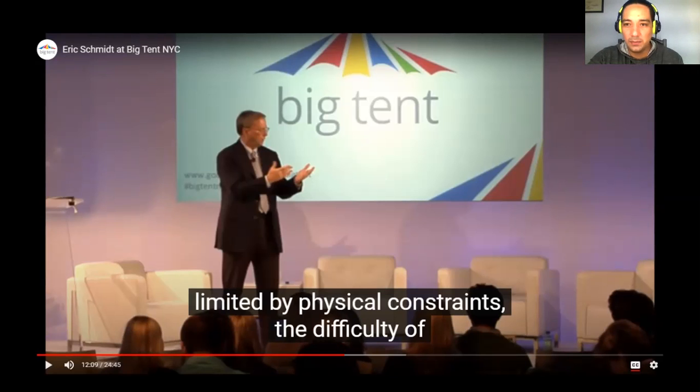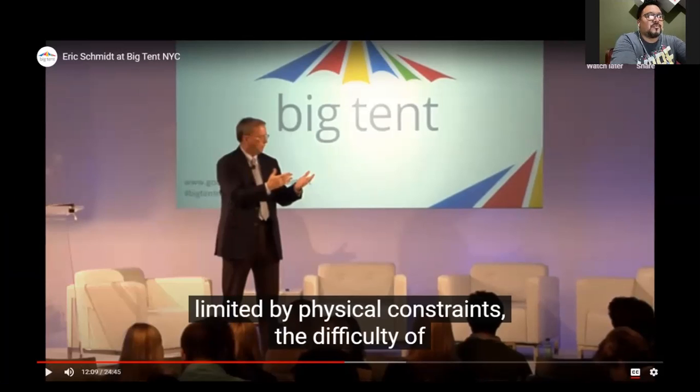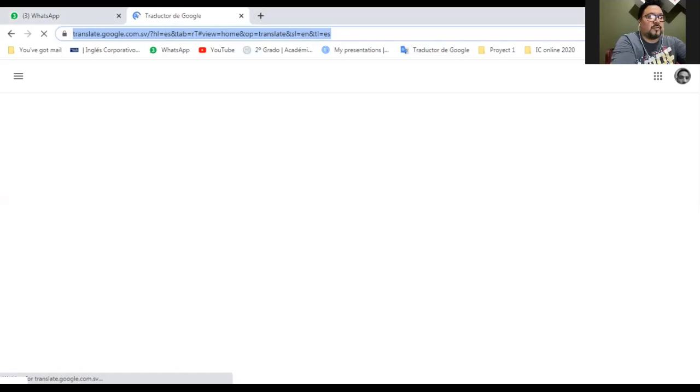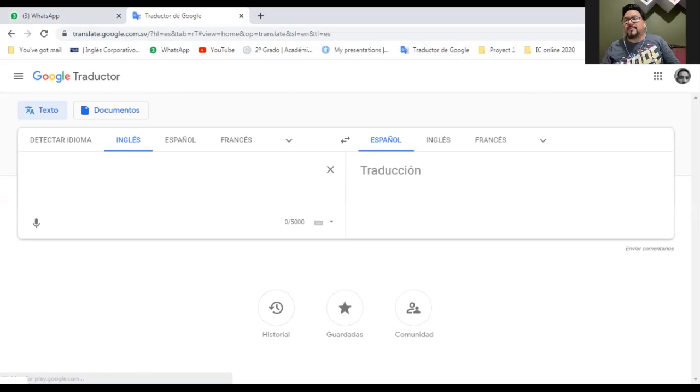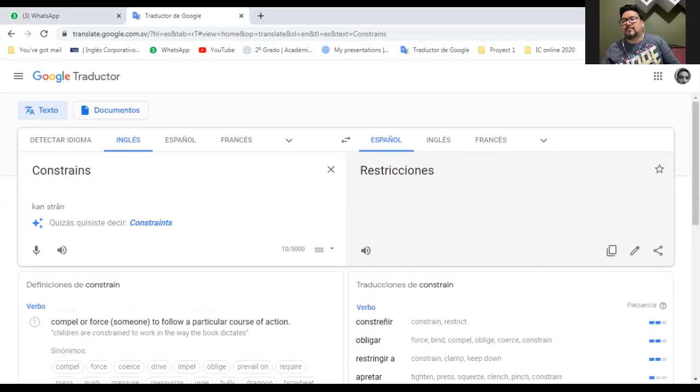That sounds like constipation. Look for it. What is constraints? Can somebody look for it? I'm going to look for it. You see nothing right now, I guess. Limited, restrictions. Constrain. Okay, constreñir. But constraints is a synonym.